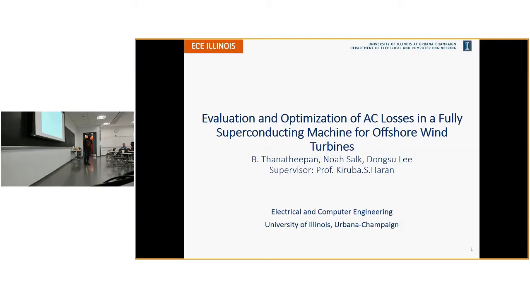Me working with Noah Sag, an undergrad, and Dong-Soo Lee, a postdoc, and we are working with Professor Hirbahar, and he's our supervisor.